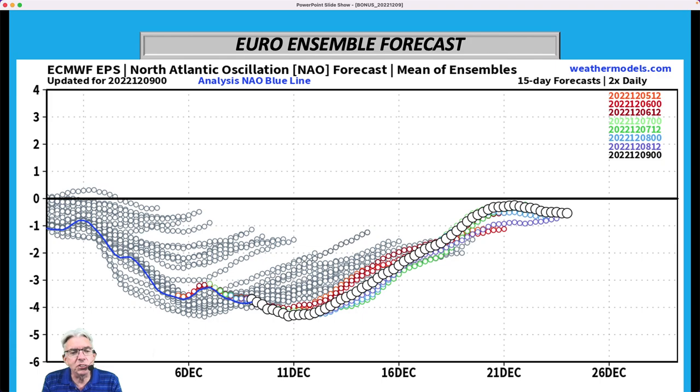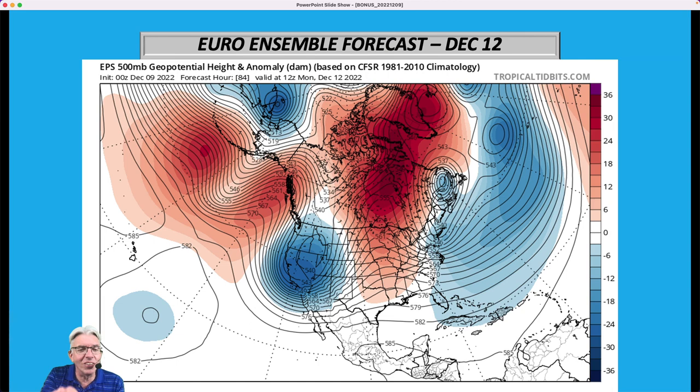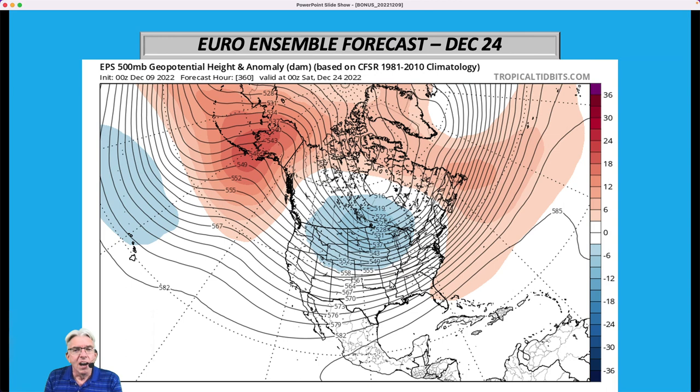So what is the problem? Oh, by the way, I'm just going to review this again. This is the upper air forecast for the 12th and then the 24th. And again, you can see all the above normal heights up in here. And unfortunately for winter weather lovers, they extend down into the eastern U.S. Okay, and there's the forecast for the 24th.